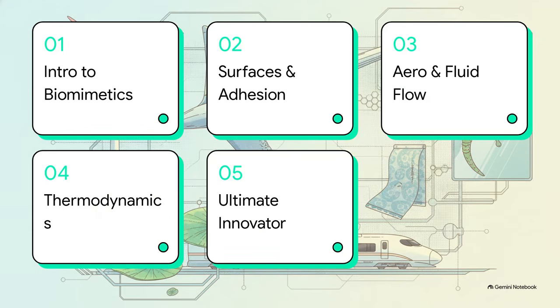Here's the roadmap for our masterclass today. We'll start with Section 1, Introduction to Biomimetics. Then, Section 2, Mastering Surfaces and Adhesion. Moving on to Section 3, Aerodynamics and Fluid Flow. Section 4 will cover thermodynamics and passive cooling. And finally, Section 5, Nature as the Ultimate Innovator.